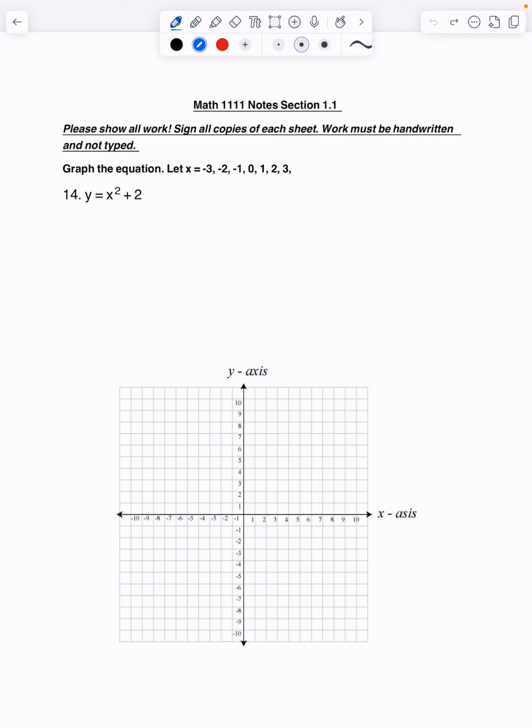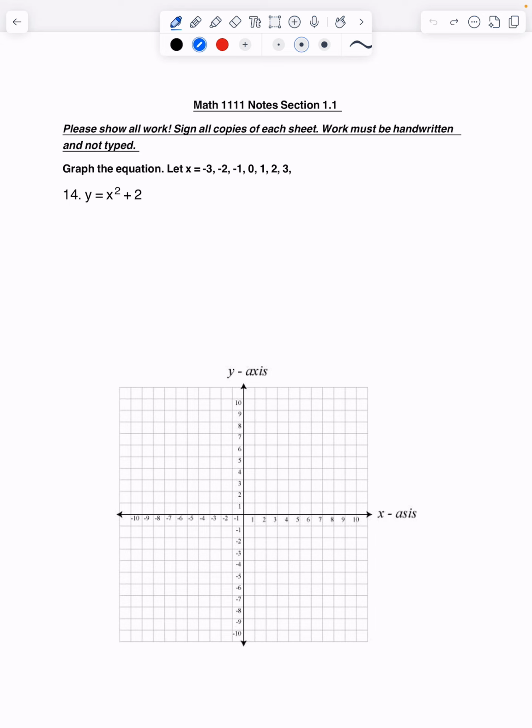Okay, I hope that you have reviewed the very basic concepts of plotting points. So we're going to start with section 1.1, where we're actually going to use that review of graphing points to actually graph equations. It doesn't matter if the equation is quadratic or if it is a linear equation. You can do it either way.